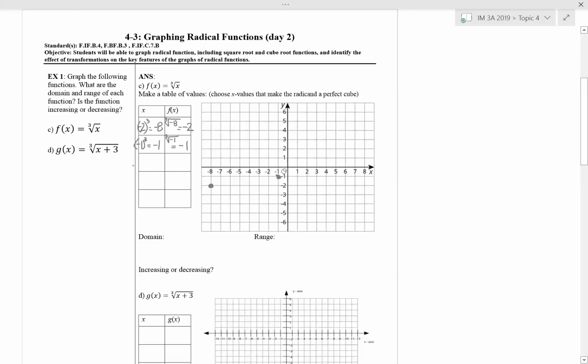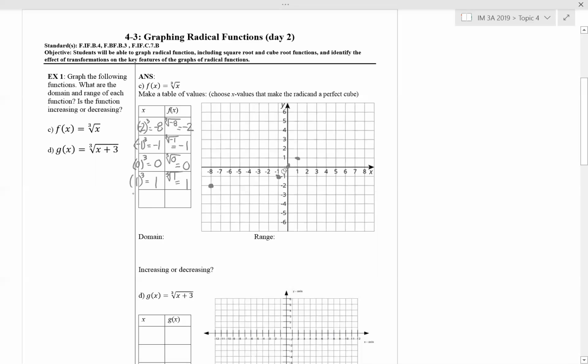In the middle, we want to use 0 cubed, because 0 is a perfect cube. So then the cube root of 0 is 0. So we're going to plot the point 0, 0. Then we want to do the positives of the same values we used. So we want to use positive 1 cubed. So positive 1, because the cube root of positive 1 is positive 1. So we're going to plot the point 1, 1.